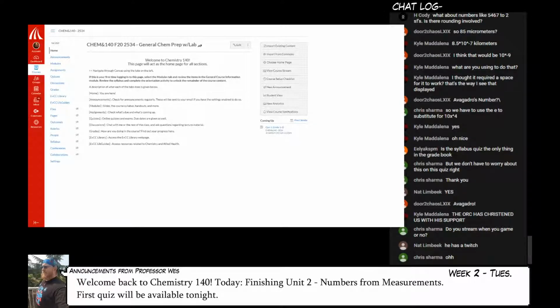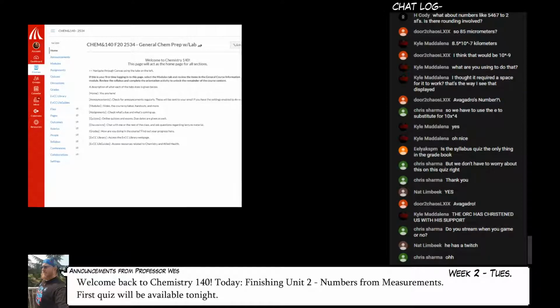So this is section A, 2534. But everybody's section is more or less essentially the same. Actually, let me do this so that it's a little bigger.